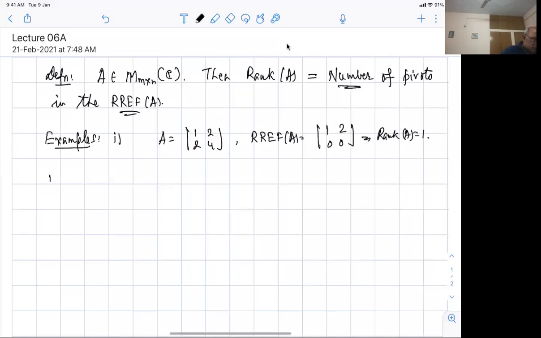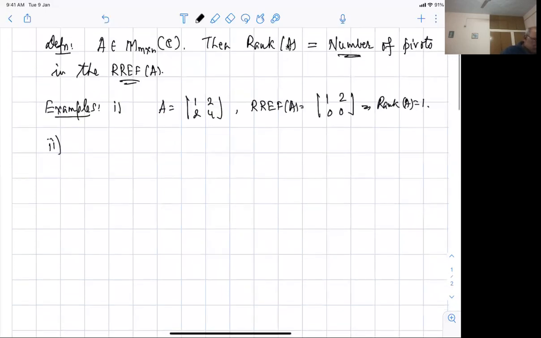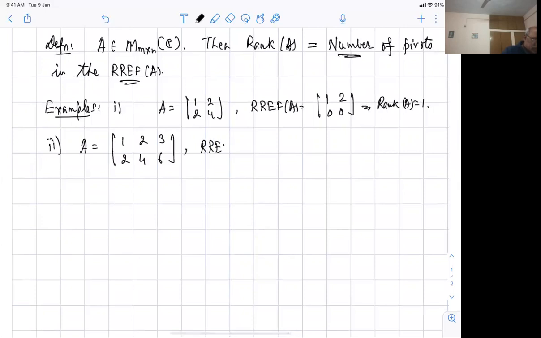Another example is A equal to 1, 2, 3, 2, 4, 6. Then compute the RREF of A yourself and see that it should be 1, 2, 3, and 0, 0, 0, since the rows cancel out. So again, this implies that the rank of A is 1 itself. Fine.